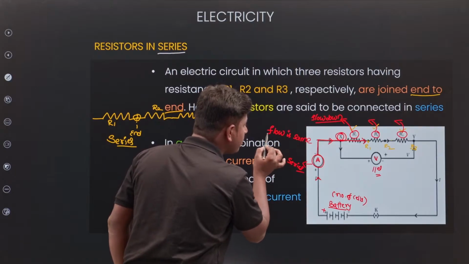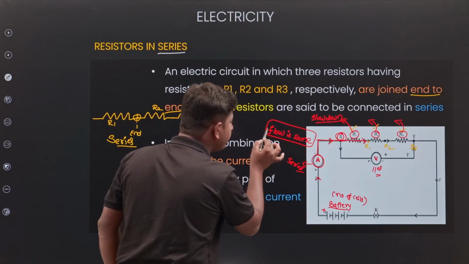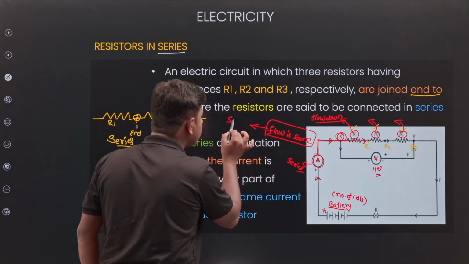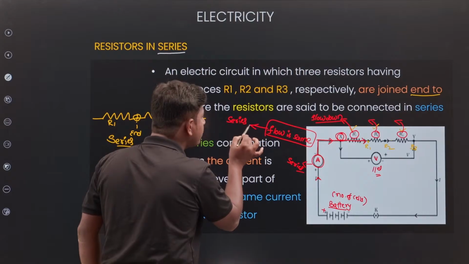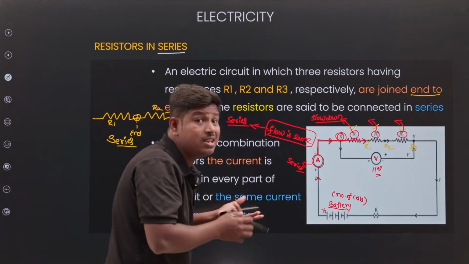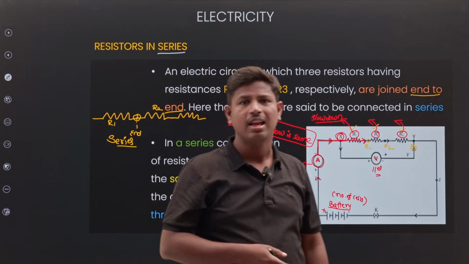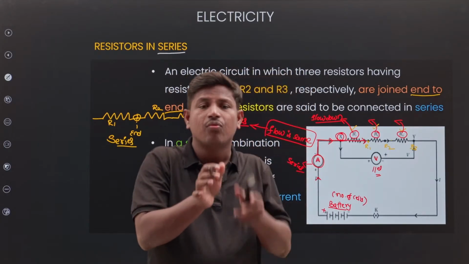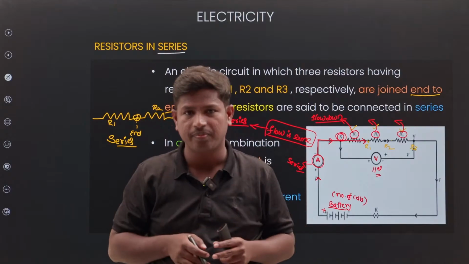In which circuit is the flow the same? In series the flow is the same. What changes? Potential changes. In a series circuit, the flow remains the same.